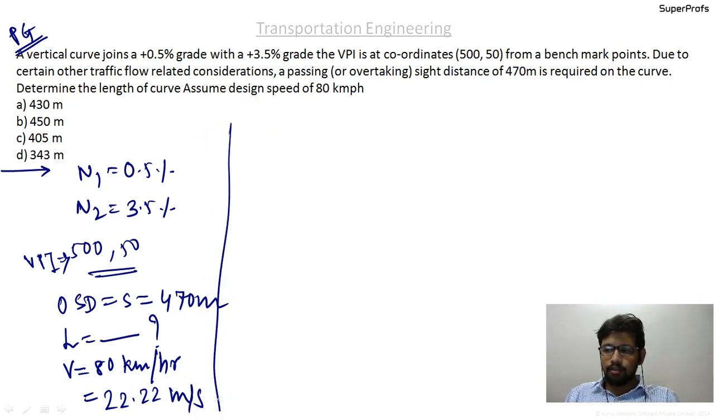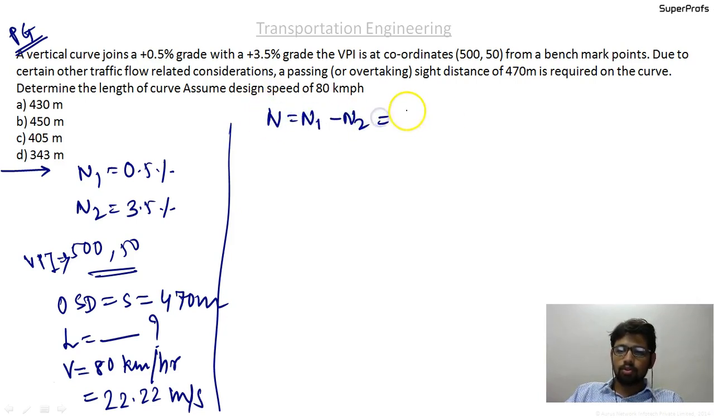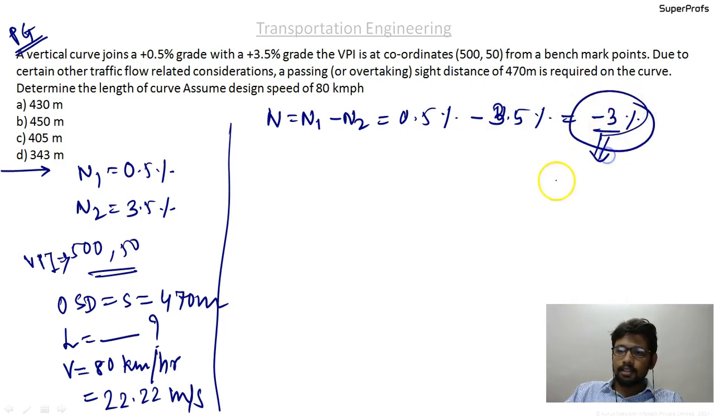So here in this question, first of all, you will have to decide whether it is a valley curve or a summit curve, to understand which formula to use to calculate the length of the curve. We will come to know it from n equal to n1 minus n2, which is 0.5% minus 3.5%, which is equal to minus 3%. Since it is negative, hence it is a valley curve.